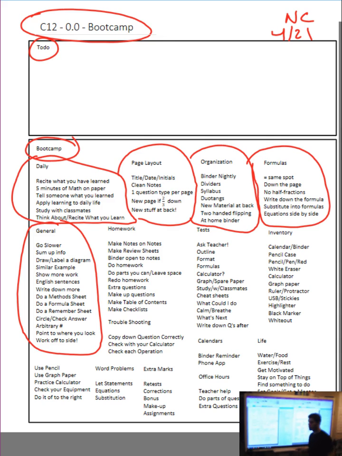Again, this is grade 12. They used to have a pre-calc 12 final. Some schools still do. They don't anymore. But I'm trying to prepare you for university.